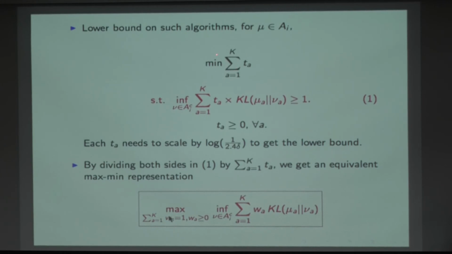Now I can just take this summation of T_a and divide both sides by it here. Then this becomes w(a), where now w(a) lies in a simplex. Summation of w(a) is equal to 1, the w(a)'s are non-negative. So that's a nice structure. So w(a) lies in a simplex. And here I have 1 upon summation of T(a). So minimizing this is the same as maximizing 1 upon summation of T(a).